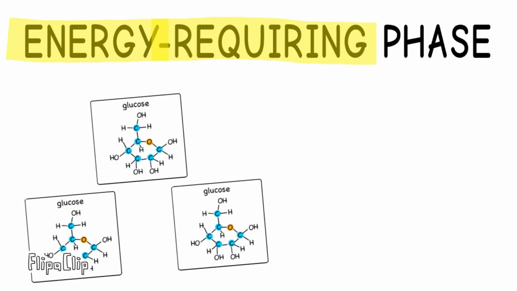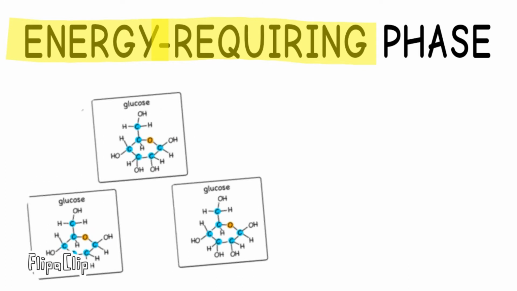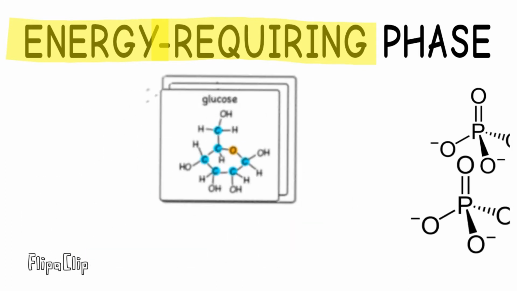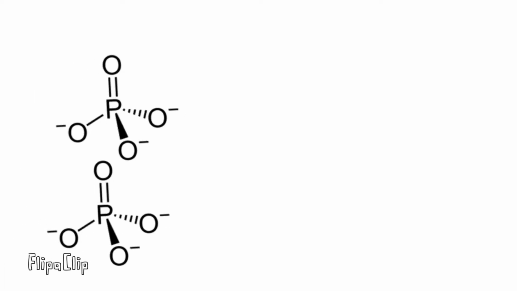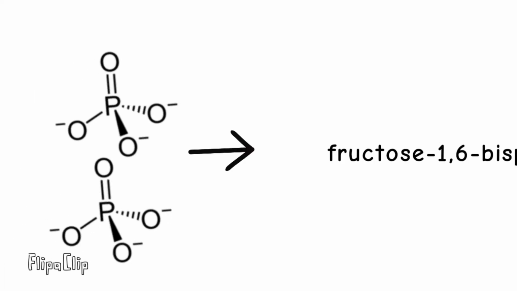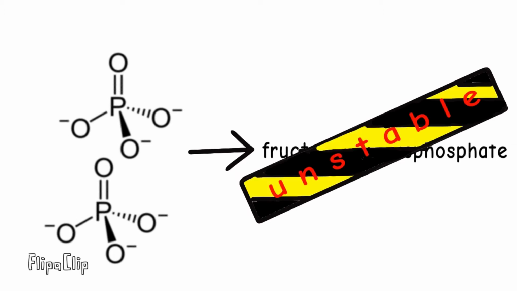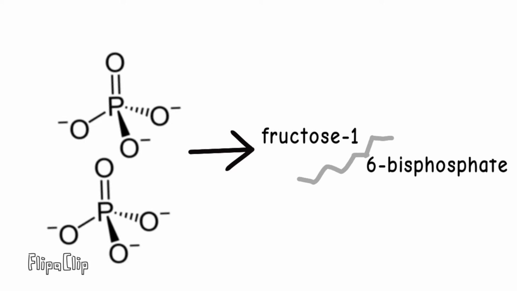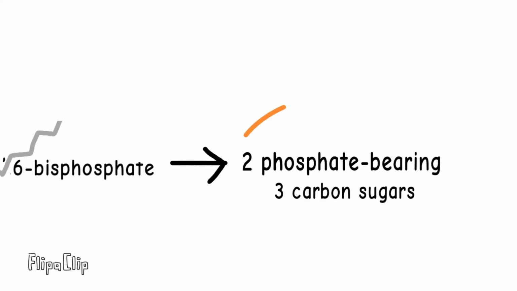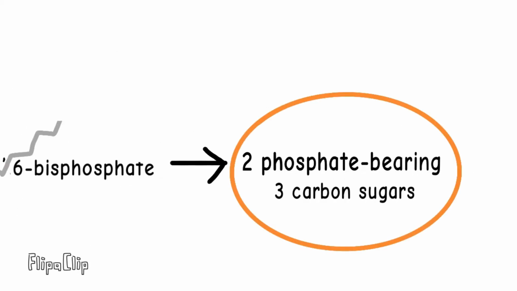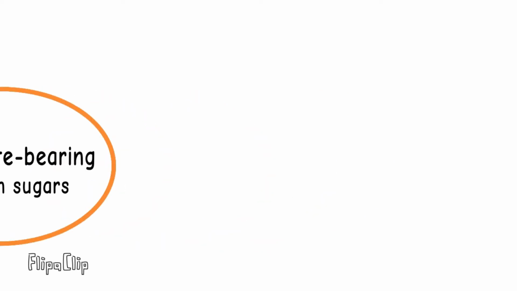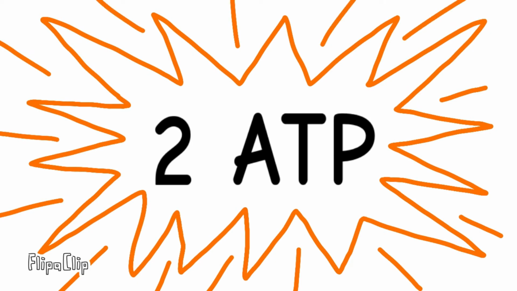In the energy-requiring phase, molecules of glucose start to get rearranged and two phosphate groups are attached to it. The phosphate groups make the modified sugar, now called fructose 1,6-bisphosphate, unstable, allowing it to split in half and form two phosphate-bearing 3-carbon sugars. Because the phosphate used in these steps comes from ATP, two ATP molecules get used up.